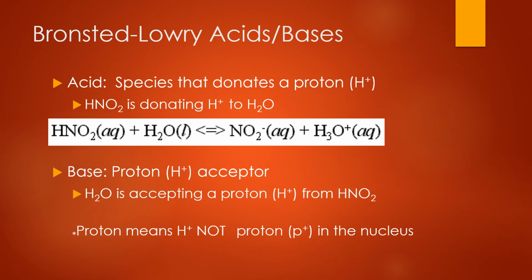There are other definitions of acids and bases because not all acids and bases fall under the same category. So the Bronsted-Lowry acid-base definitions are, for an acid, it's a species that donates a proton. Once again, the proton being that H+ ion. So in this example below, we have HNO3 donating its H+ to water.